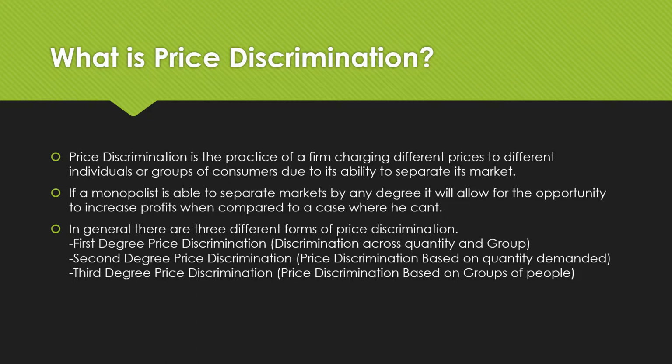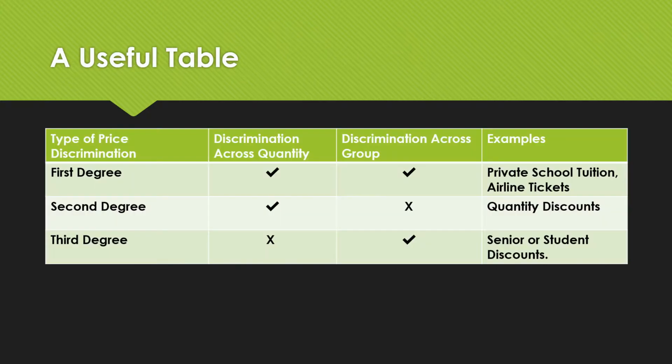In general, there are three different forms of price discrimination. These are first degree price discrimination, which is discrimination across the quantity demanded and the group of individuals demanding that quantity. There's second degree price discrimination, which is discrimination based on the quantity demanded. And then there's third degree price discrimination, which is price discrimination based on different groups of people.